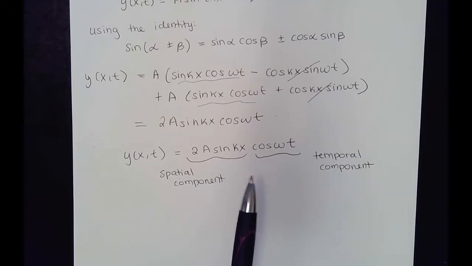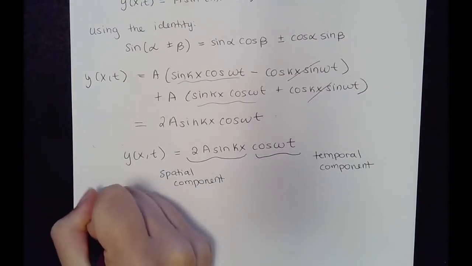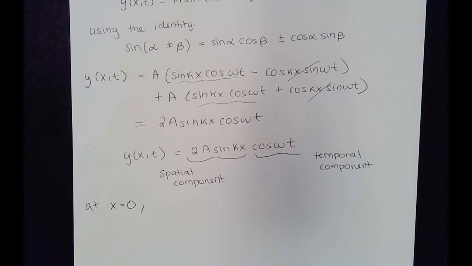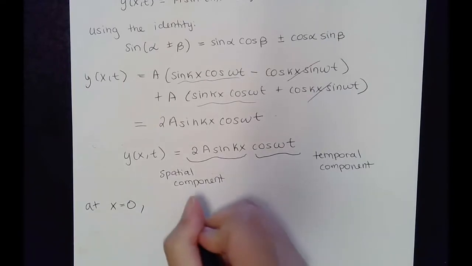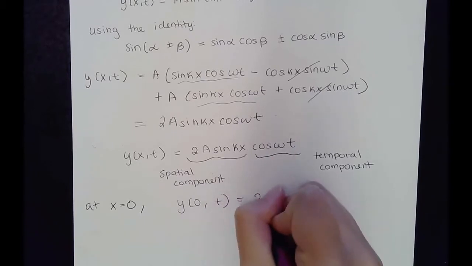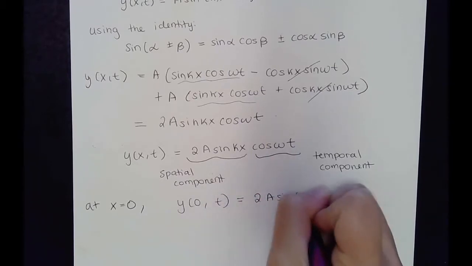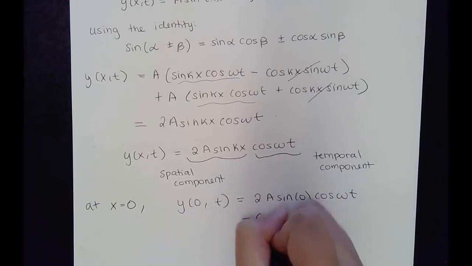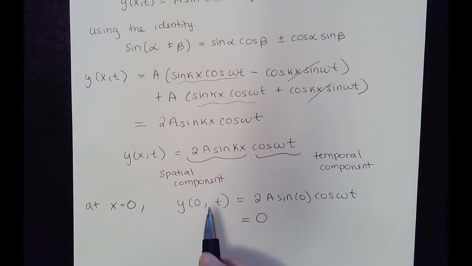Let's just note that at x equals 0, which is one end of the string, then we have y at 0, comma t equals 2a sine 0 cos omega t, which equals 0. So this makes sense that the overall displacement is 0 at that first fixed end.